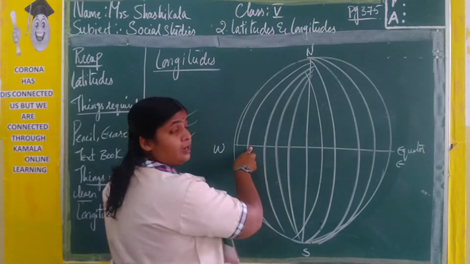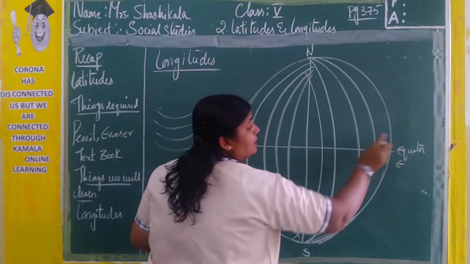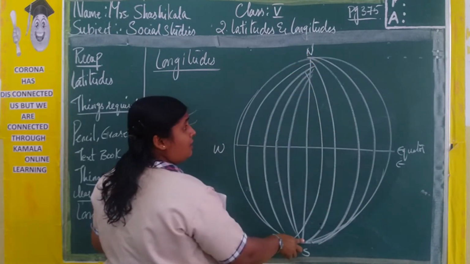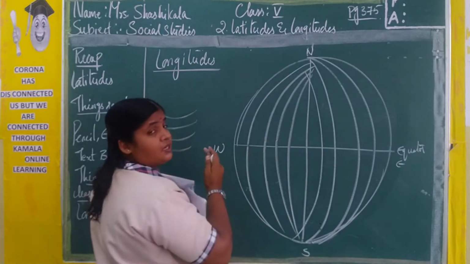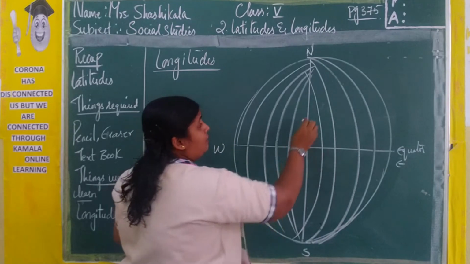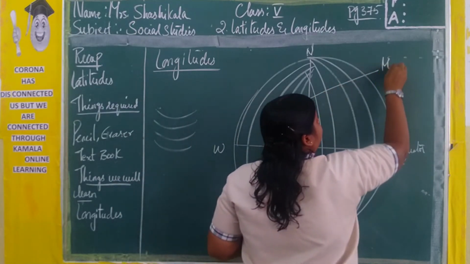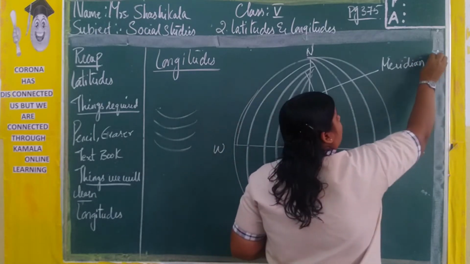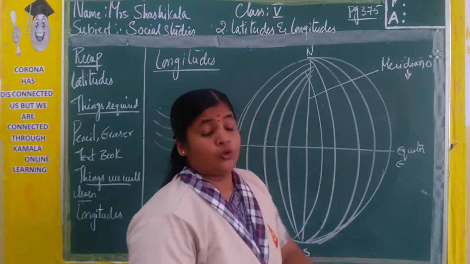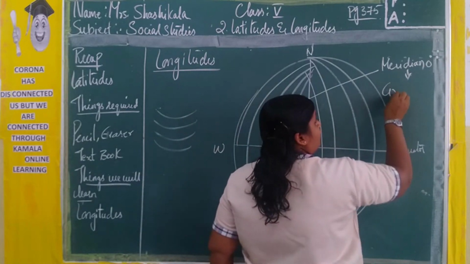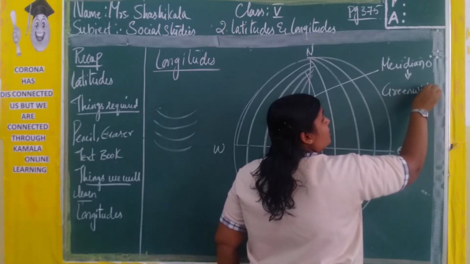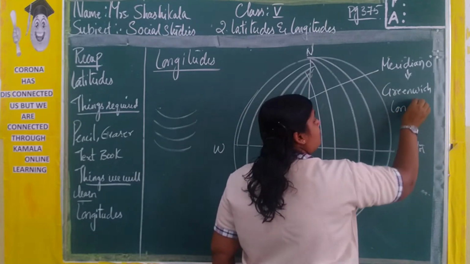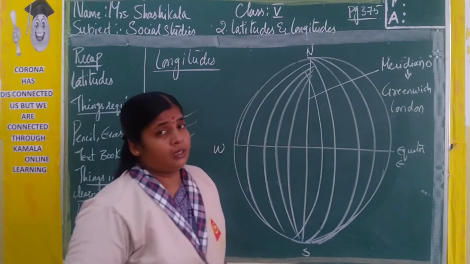Just as we have the middle line which we name the equator for the largest latitude, in the same way we have a middle line which divides the eastern hemisphere and western hemisphere into equal halves. This line is known as the meridian, and it is at 0 degrees. This meridian we can locate at Greenwich. Greenwich is a village which we can locate in London. And London is the capital of the United Kingdom, nothing but the Britain country.